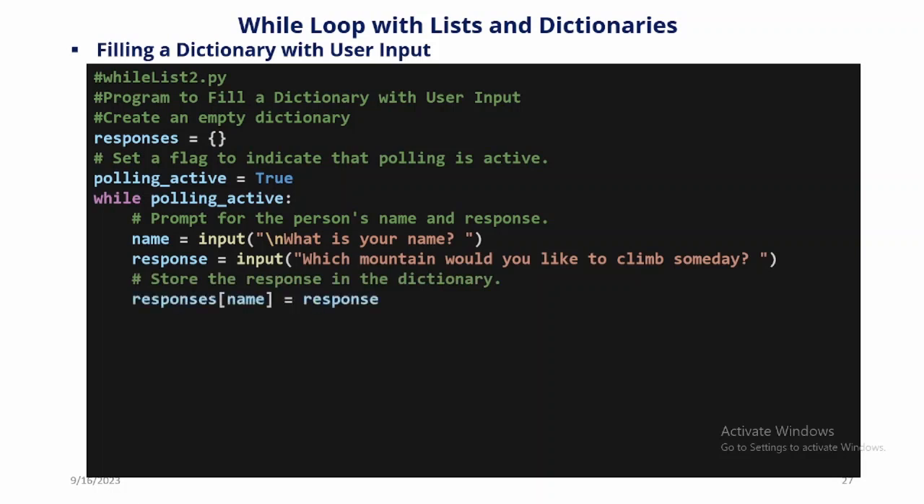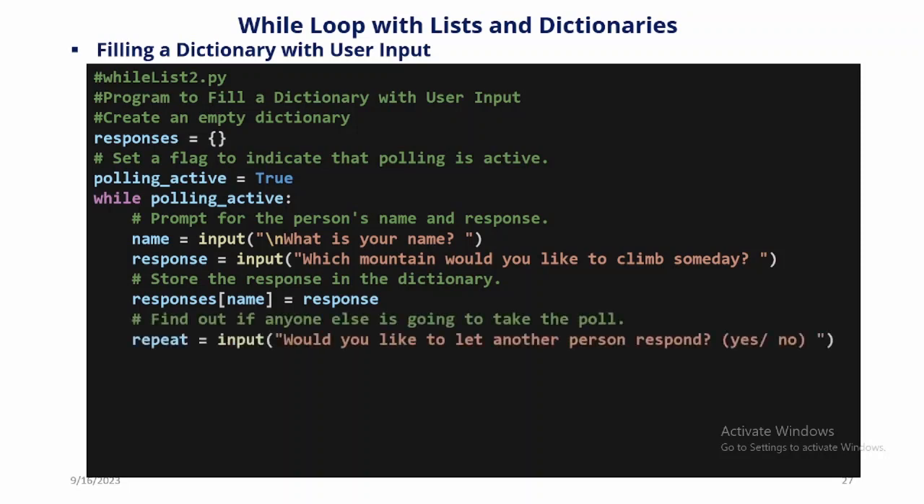Store the response in a dictionary. So we say dictionary responses. We'll create a key immediately using name, and then the value of the key will be the response. If somebody enters a name, the name will be the key, and the response the person entered will be the value of that particular key. We can still do something else. Print another message. Would you like to let another person respond, yes or no?